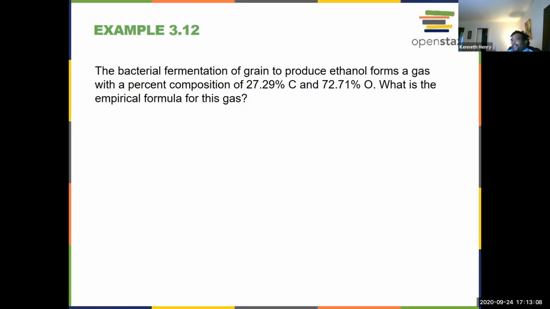Let's start here then. The bacterial fermentation of grain to produce ethanol forms a gas with percent composition 27.29% carbon and 72.71% oxygen. What is the empirical formula of the gas?